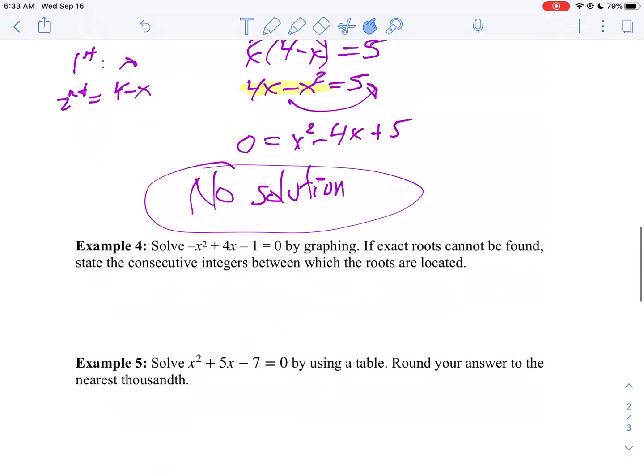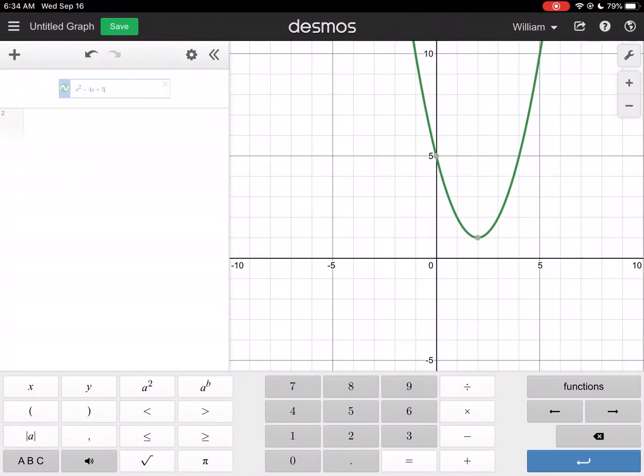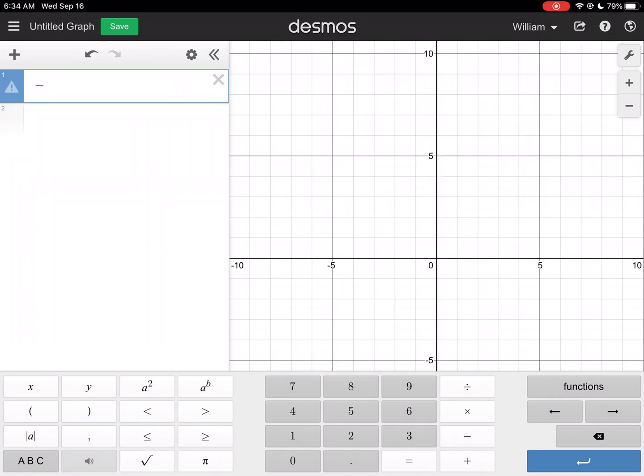Now, what happens if it's not a nice whole number? Well, we can estimate by looking at the graph. Obviously, if you click on it, Desmos will give you a rounded decimal. On this question, and this is what comes up on tests sometimes too, I want you to state the consecutive integers between which the solutions are located. So here's what we're going to do. We're going to graph, just like we did, negative x squared plus 4x minus 1.